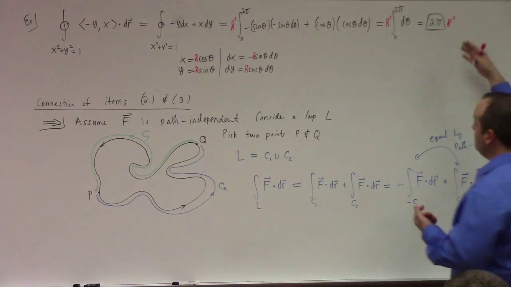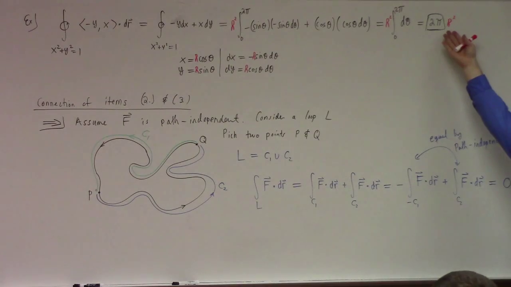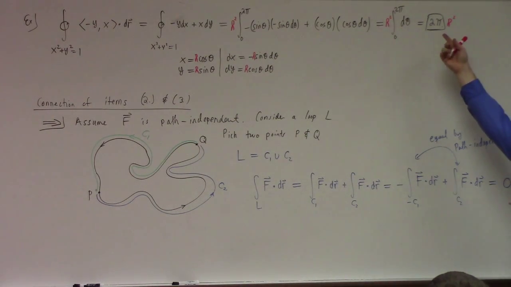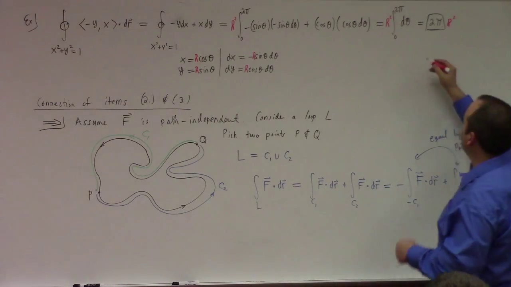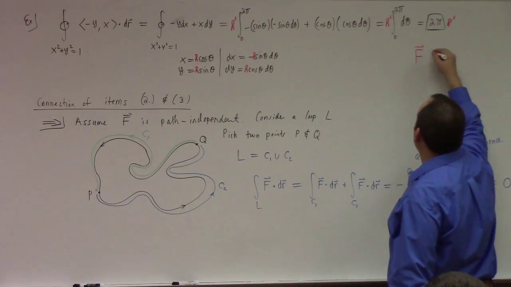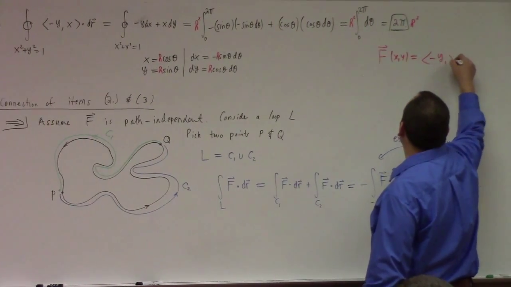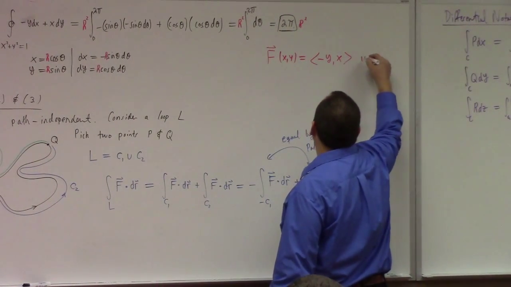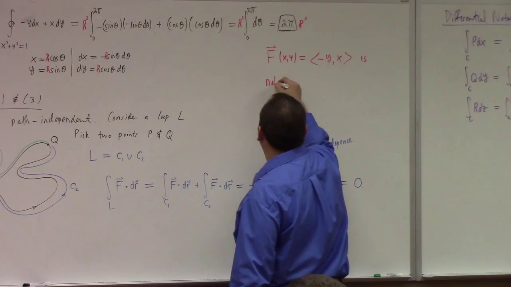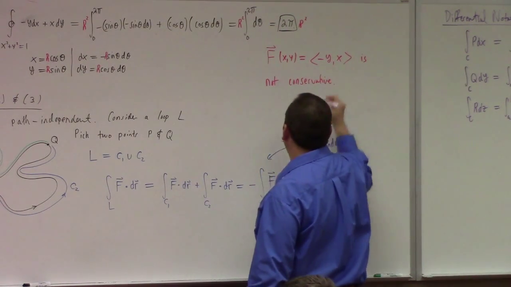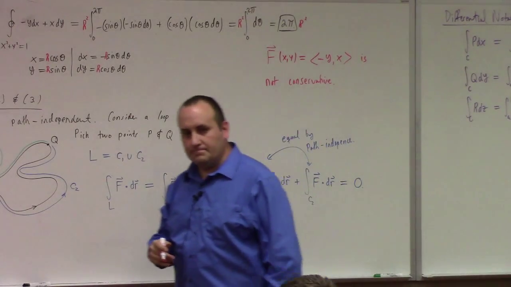But you see, this is non-zero. So the integral around a loop is not 0. What does that say about F? So F of x, y equals minus y comma x is not conservative on the plane.